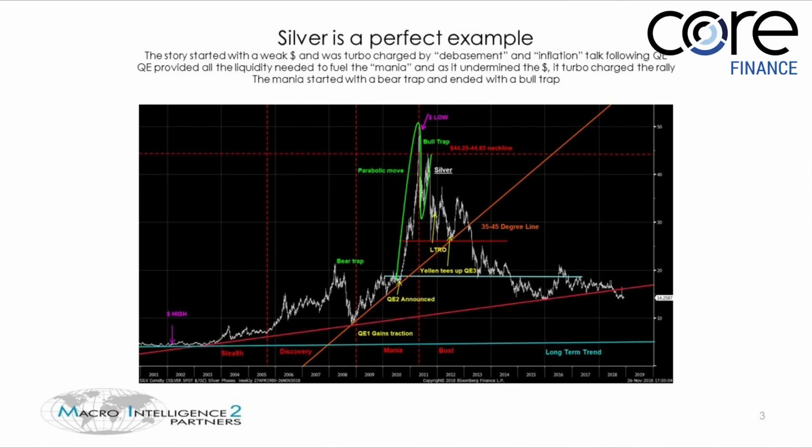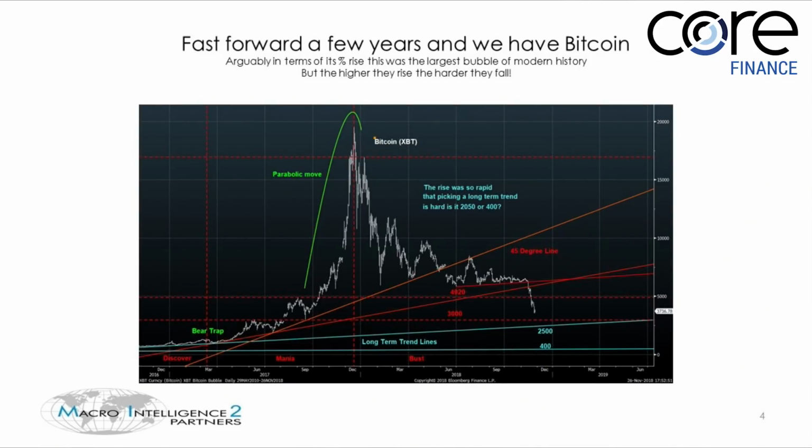Fast forward a few years from 2011 and we've just had the Bitcoin bubble, and once again it has all the classic elements of a bubble. Absolutely all the classic elements. That bear trap, that big parabolic blow off move, the bull trap bounce that got you almost back to the previous highs, and now we're in the bust phase. The bust phase, frankly, it's very difficult to figure out where this thing drops to because the move was just so incredibly rapid.